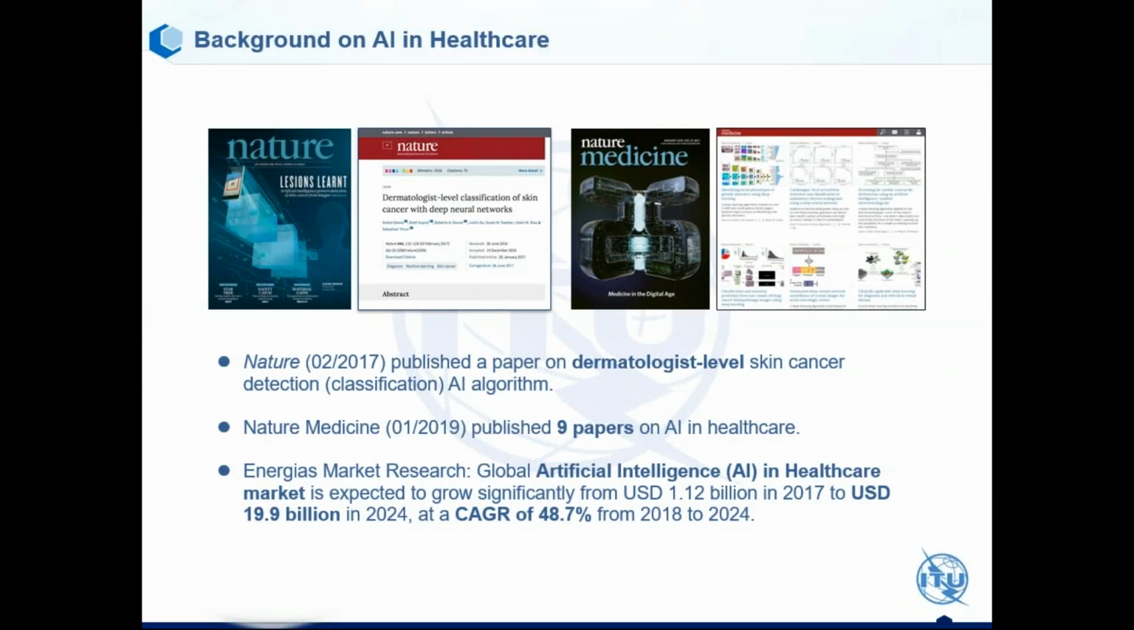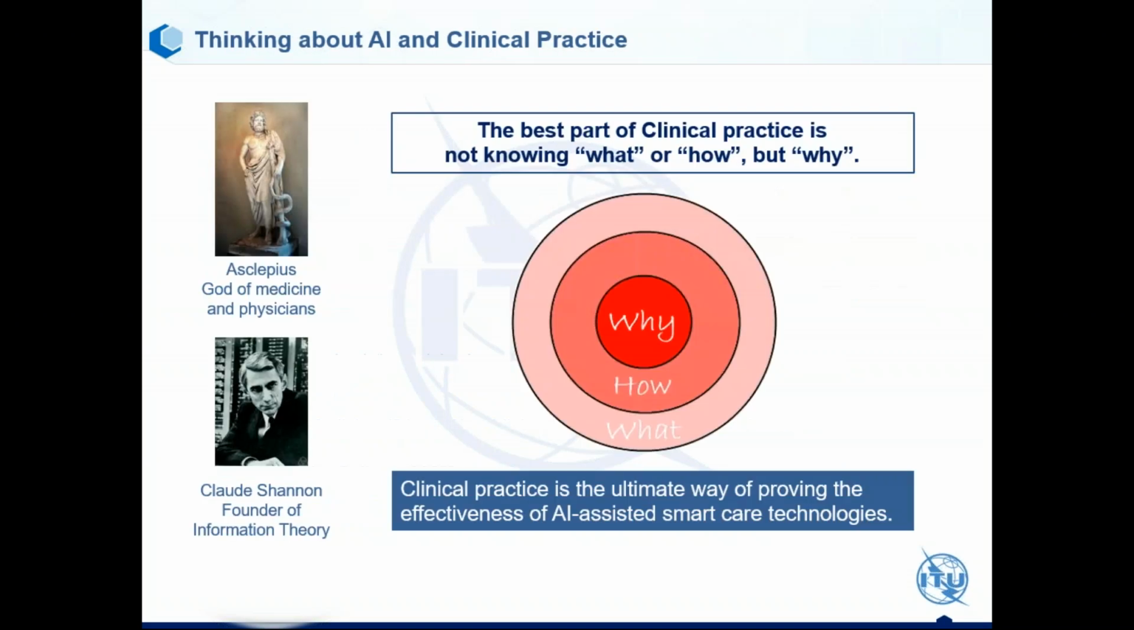First of all, it's about some background on AI healthcare. On dermatology, Nature had its advanced publication in 2017, and Nature Medicine has got 9 papers on AI in healthcare just recently, probably just 1 week ago. So which really drove us a little bit excited, in China, around my friend circle, really.